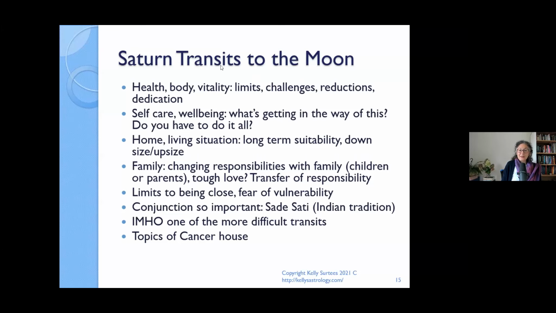With Saturn transits to the moon, it's very common for stuff to come up around your home and your living situation. And there's a big piece to process through here with Saturn to the moon around how suitable your home and living situation is for your current and future projected circumstances. Like, do you have a big family home and have all the kids moved out and it's time to downsize?